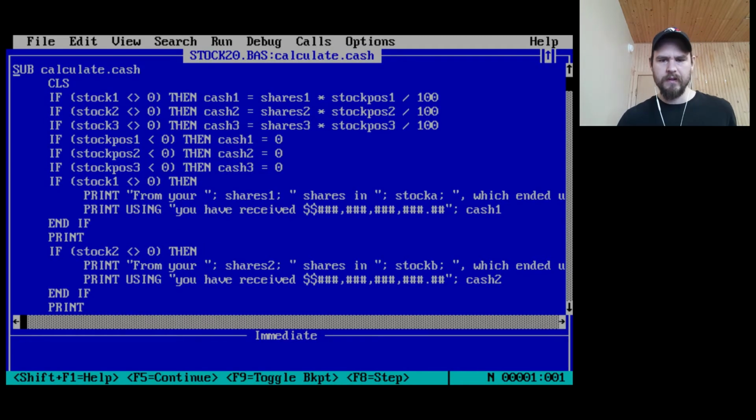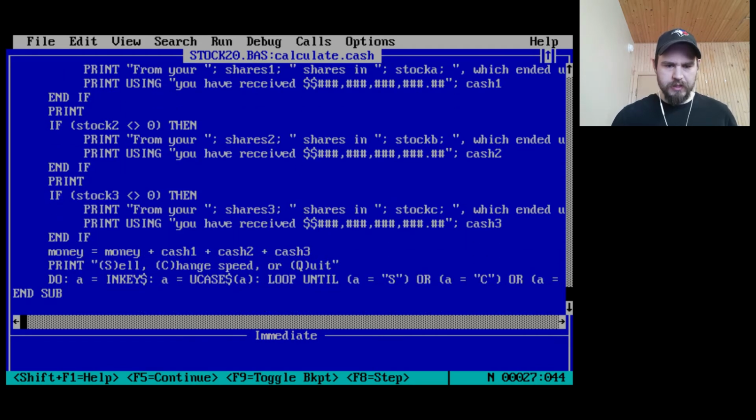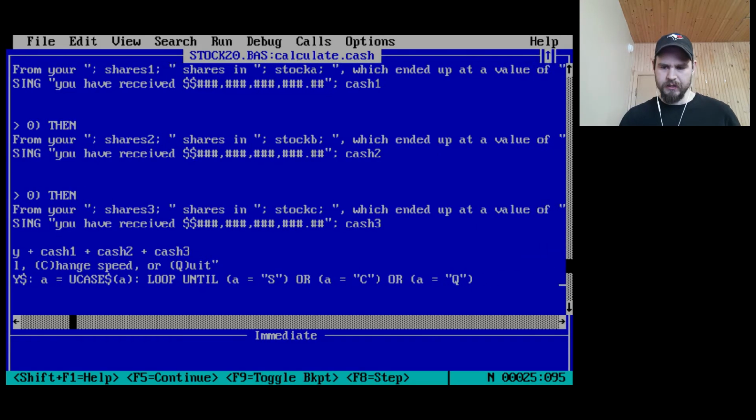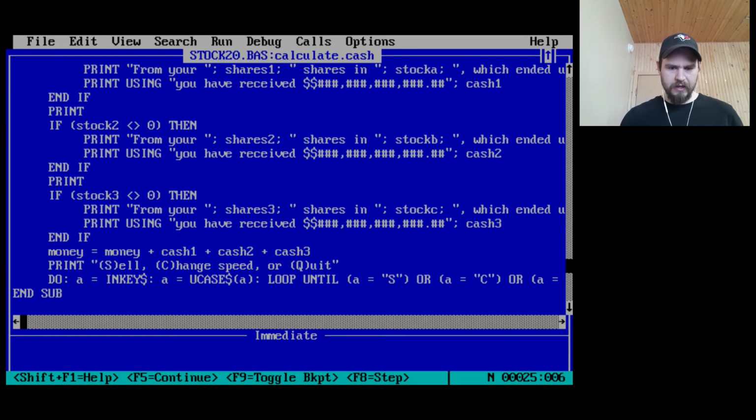Calculate the cash. Shares, this will be the opposite of converting cash into shares. This is converting shares into cash. So before it was divided by stock pause times 100. This is times stock pause divided by 100, and everything's fine. Okay, and then we print how many shares we receive. And then we ask, do we want to sell, change, or quit? And we put that into A. Oh dear. And then we kill out of the program.